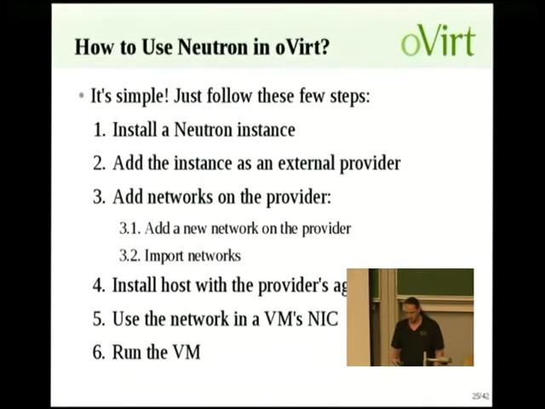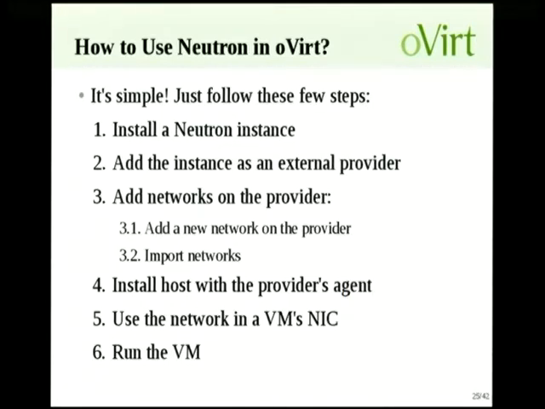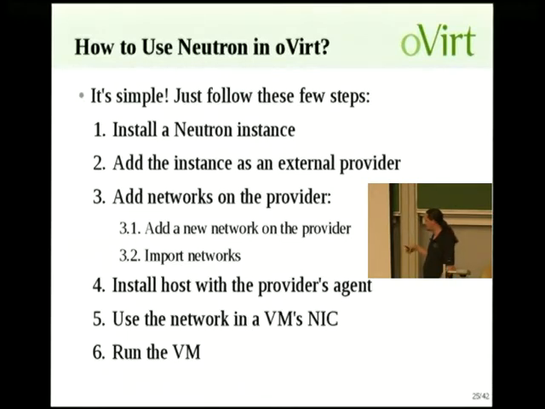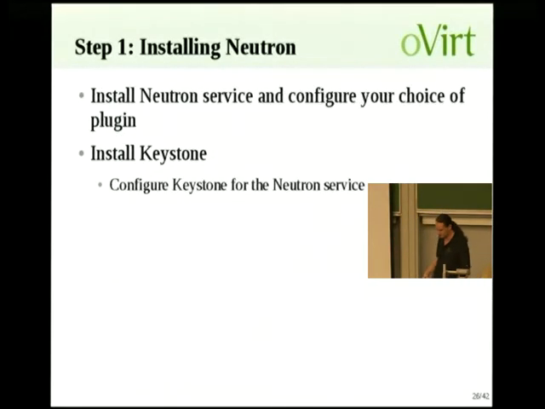So how to use Neutron in oVirt? It's pretty simple, just a few simple steps. First of all, you need to install a Neutron instance. And after that, you add the instance as an external provider. Add the networks on the provider in one of the two flavors. Install the hosts and use the networks in the VMs. So let's go into detail into each one of the steps.